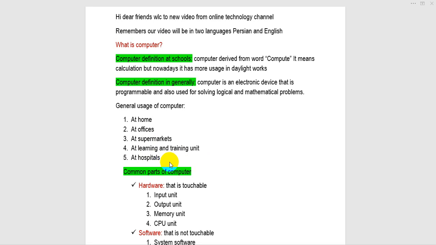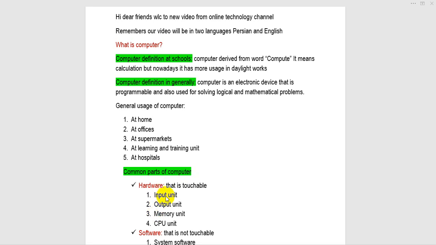Good. And also I will tell you the common parts of a computer. What are the common parts of a computer? There are two common parts for a computer. The first one is hardware and the second one is software. So what is hardware? Those parts of a computer that are touchable. It is the hardware part of a computer that we can touch. So the hardware is divided into four common parts. Remember, these four parts are very important.